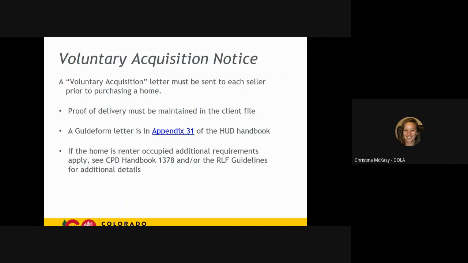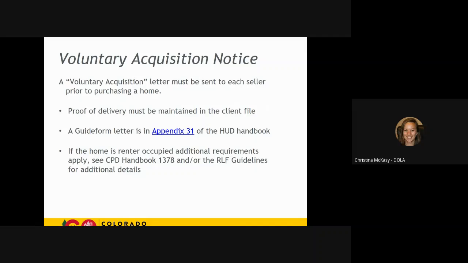Voluntary acquisition notice, this needs to be provided for all federal funds. So again, as I talked about earlier, you send a letter to each seller of the house prior to purchasing the home. You have to maintain proof of delivery in each client file. Typically what I see is a copy of the letter, and you'll want to maintain records for when you mailed it or how you delivered it.